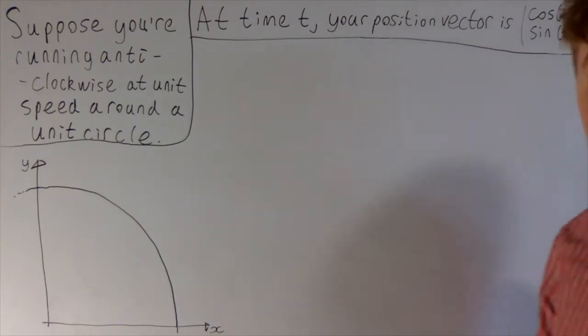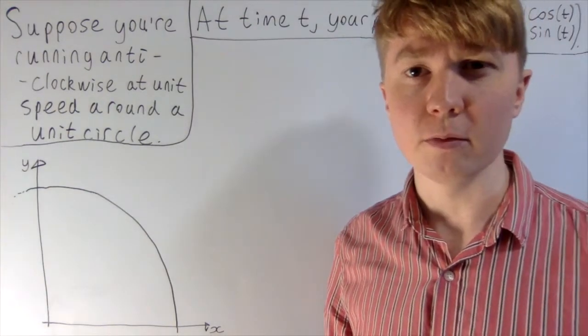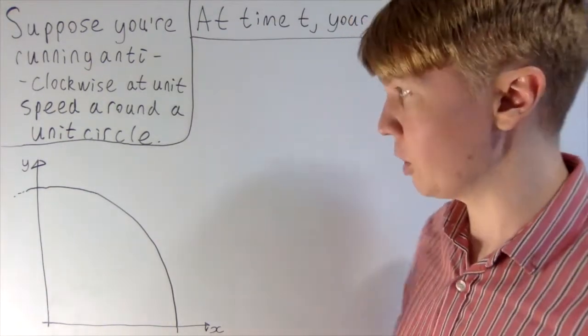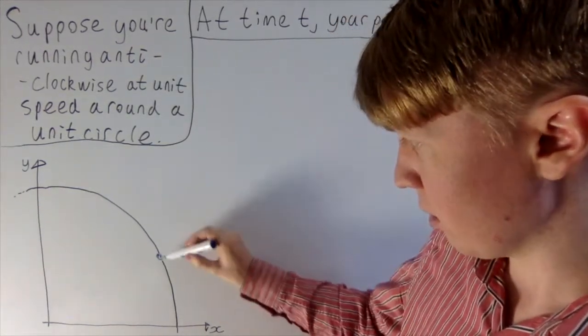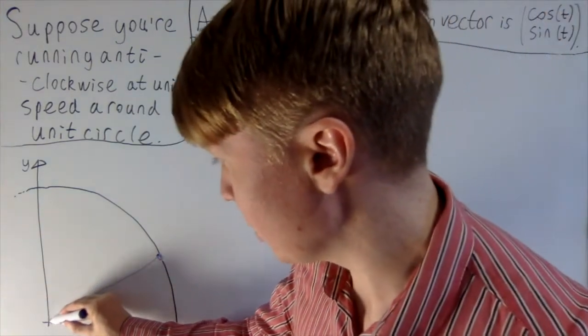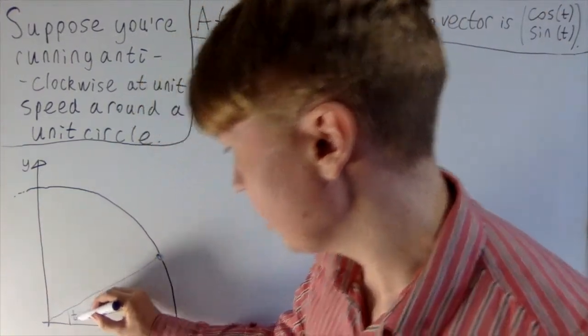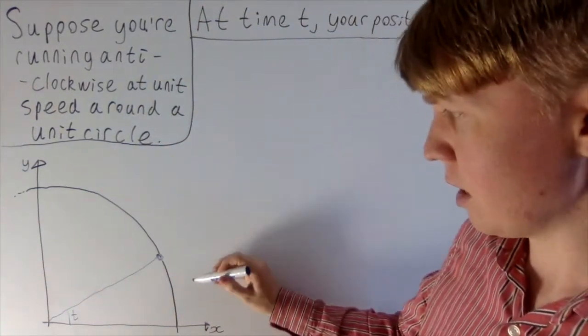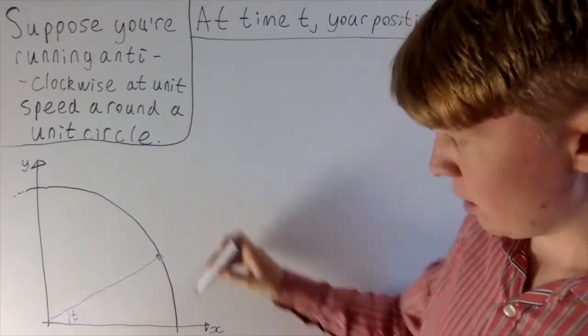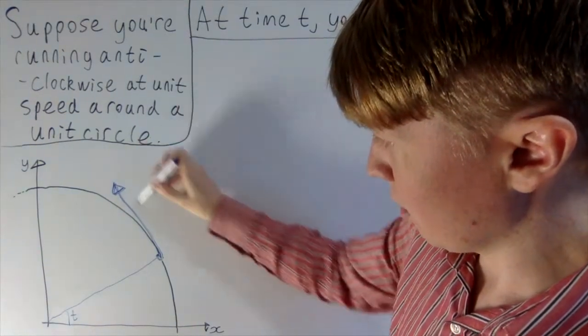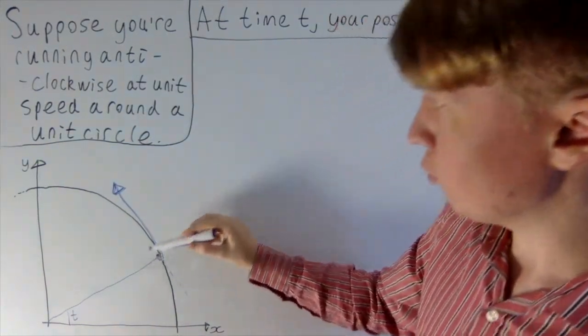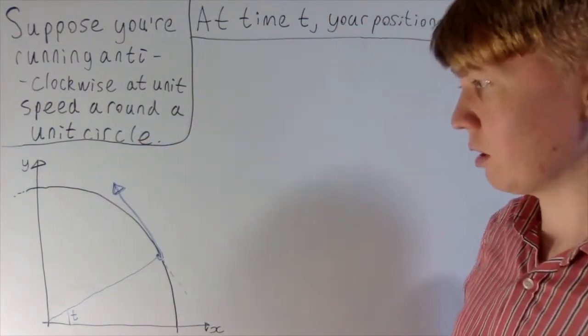So now that we've found the position vector, let's have a go at working out the velocity vector to describe our motion around this circle. Let's say we've gone for t seconds, we're at this point here, so we know that we've got an angle of t here, and this arc length is t. And what we're interested in now is our velocity, as we're running around this circle anti-clockwise.